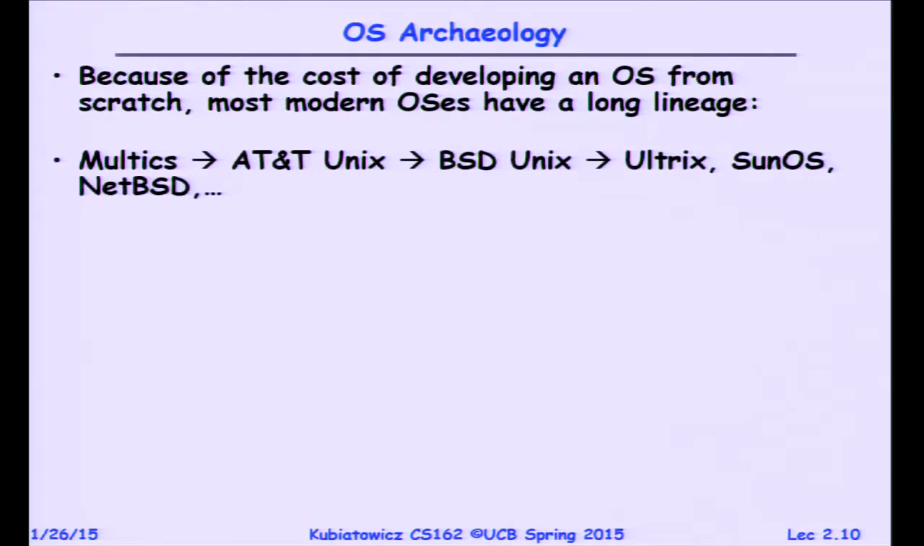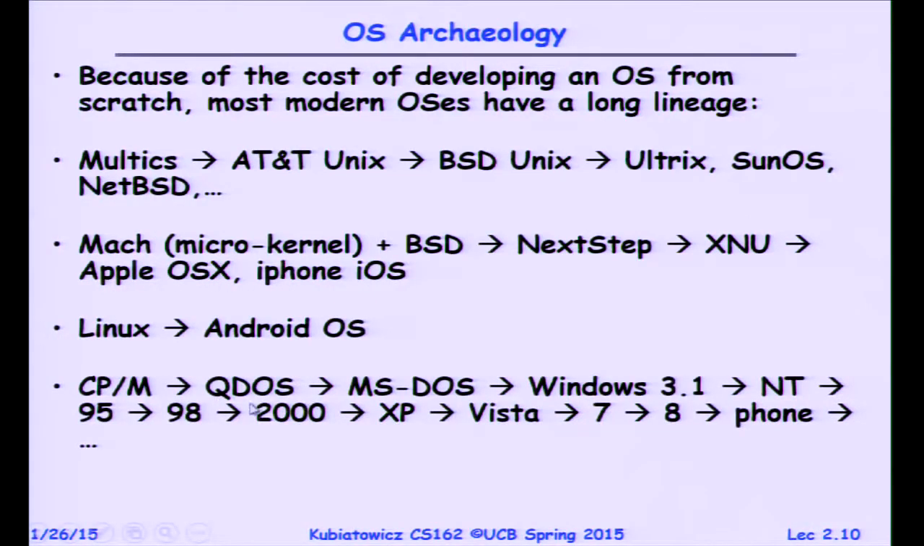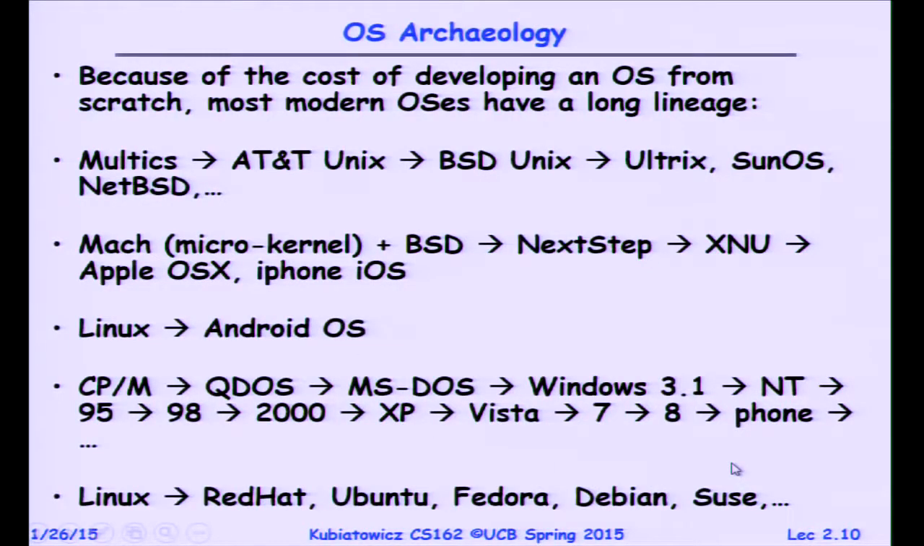There's Multics, which was a big project at MIT, and it basically begat AT&T Unix, and then BSD and Ultrix and SunOS and NetBSD. There's a definite line there. We had Mach and BSD, which led to some interesting things when we had the original split off from Apple to NeXTSTEP and so on, and then came back to Apple. So that was an interesting scenario, and Steve Jobs did that. And then we had Linux begat Android, and then we had a bunch of operating systems that you probably have never heard of, like CP/M, which actually led into MS-DOS, which led into the whole Windows line. And then, of course, many versions of Linux.